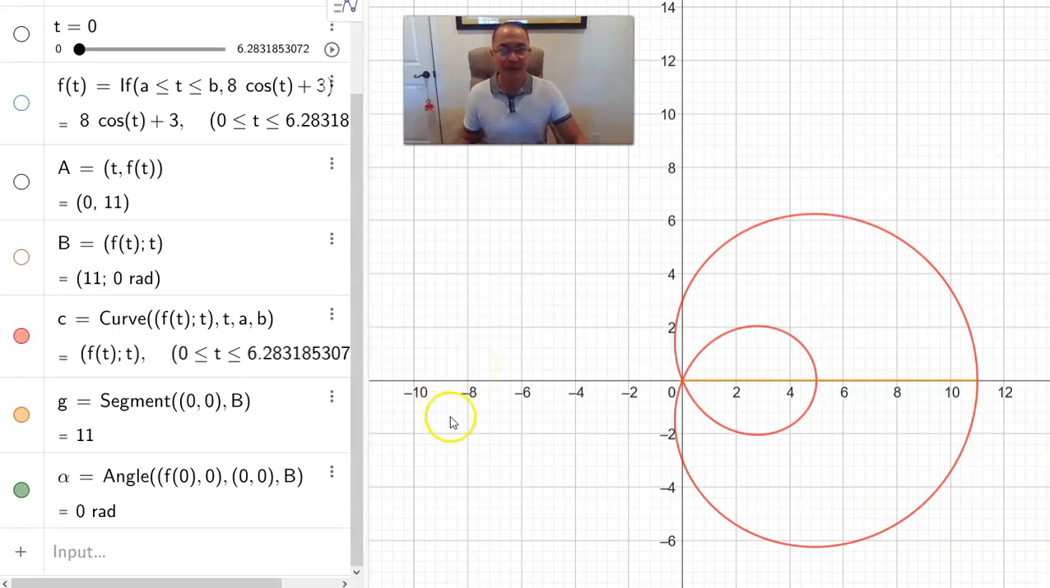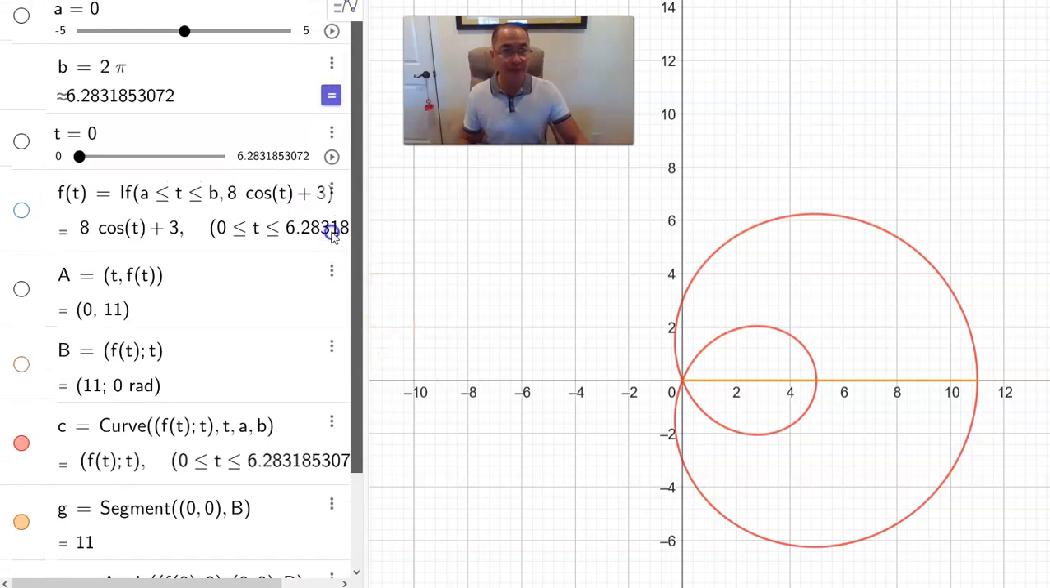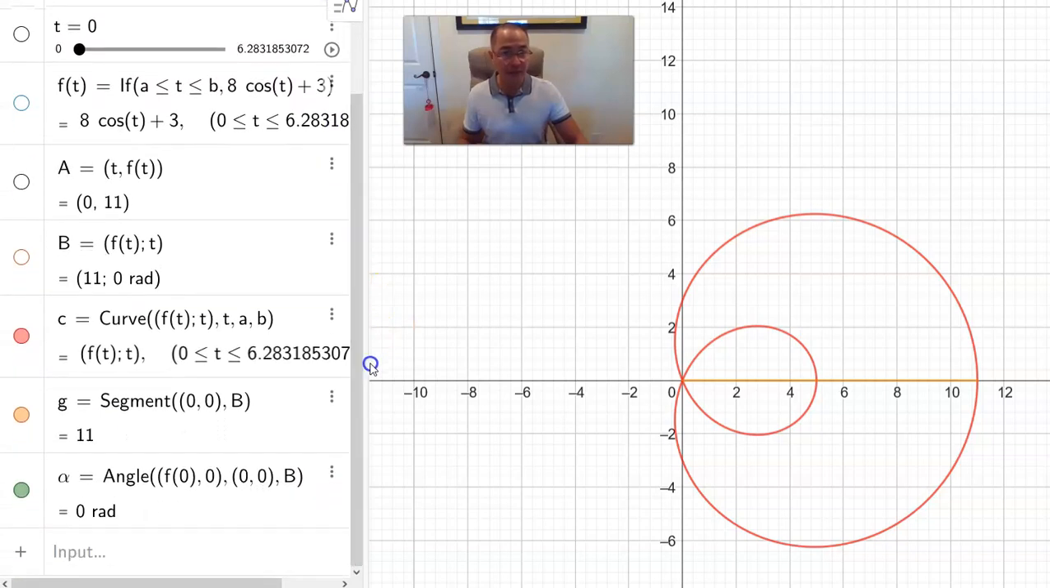Surprise! We are back in GeoGebra, but this is not the same program that we were looking at earlier. It's the same curve, of course. There it is, 8 cosine t plus 3. So this is a little bit fancier. I wrote this section of code. We're not plotting individual points because we already know what the curve looks like.